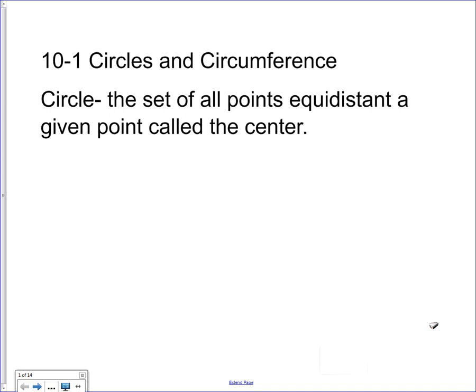All right, we are starting on 10-1, Circles and Circumference today. So that might seem a little bit weird given that on Thursday last week we were working on taking the Chapter 8 test. So we are skipping Chapter 9 for now.